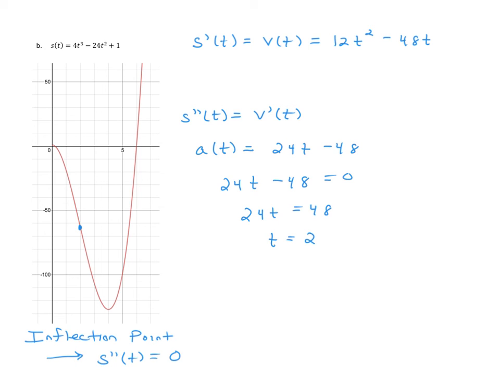Now, to completely answer this question, what we want to do is figure out, where is this particle speeding up and where is it slowing down? What I'll do is graph both the acceleration and the velocity together. I'll figure out where they're positive and negative, and I'll answer it from there.